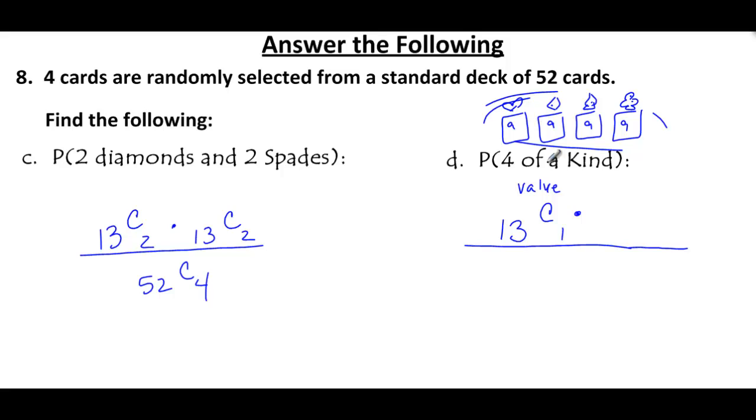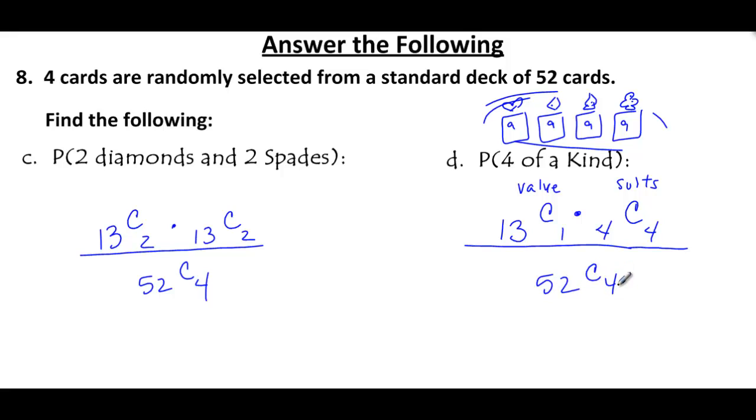But now I know there's 13 types of cards, ace through king, and I'm going to choose 1 of them. I happen to choose the 9. Once I pick the 9, I need to know how many of those 9s do I want. Well, there are 4 9s in the deck. I want to choose all 4 of them. And this gives me the suits of those cards. And again, I have 52, choose 4.